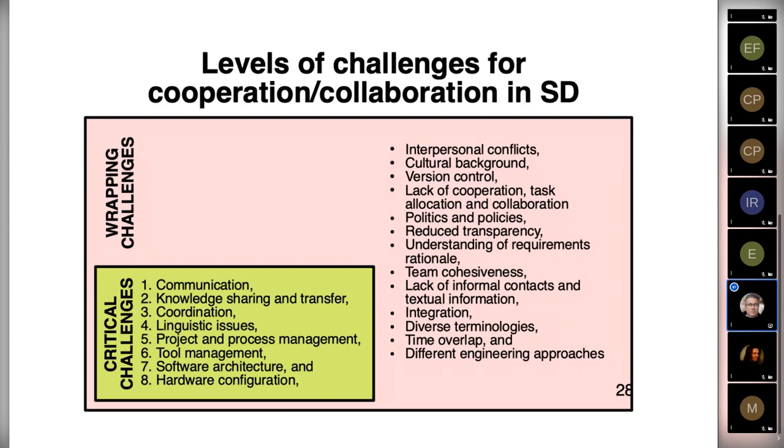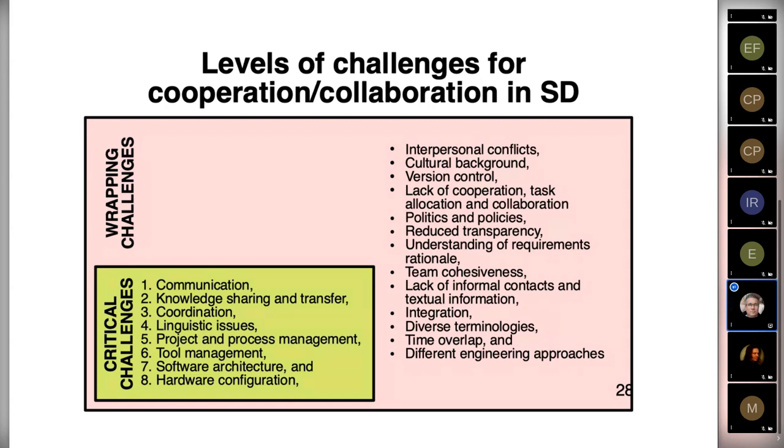For that reason, if you take a deeper look at the critical challenges, you need to at least be able to manage communication on the team. You need to be able to do knowledge sharing and transfer. You need to concentrate on coordination of the team, and on linguistic issues. That's the reason why we are given English training, because usually the communication language we use in software development, or software engineering in general, is precisely English. We need to concentrate also on project and process management. It's something really important. Also on tool management, software architecture, and hardware configuration.